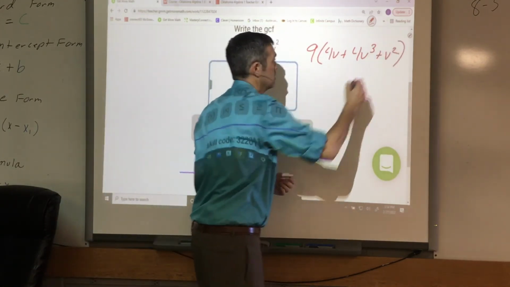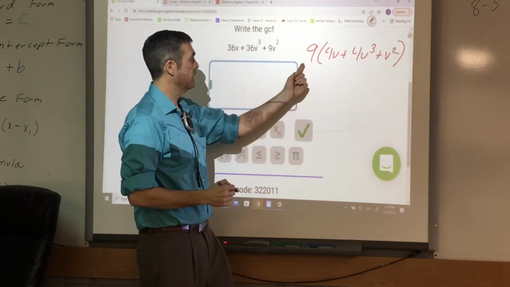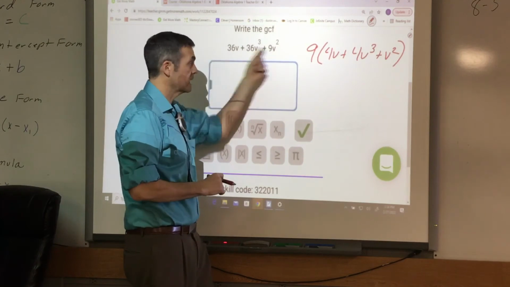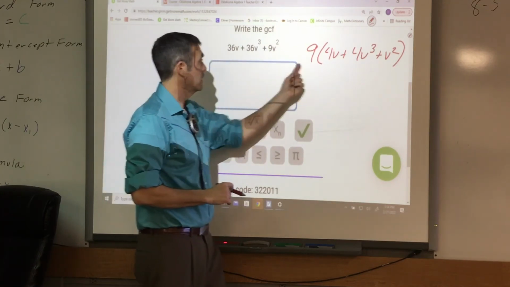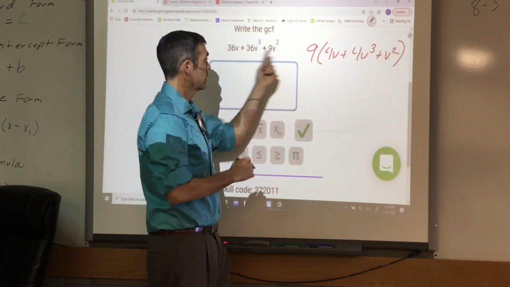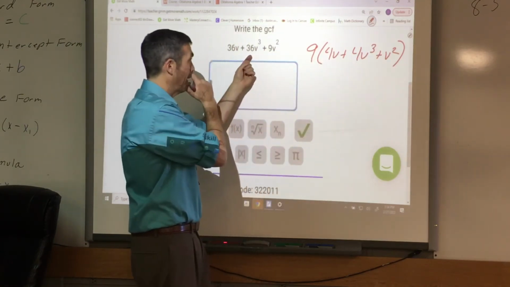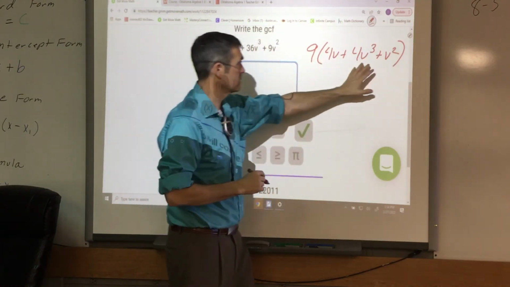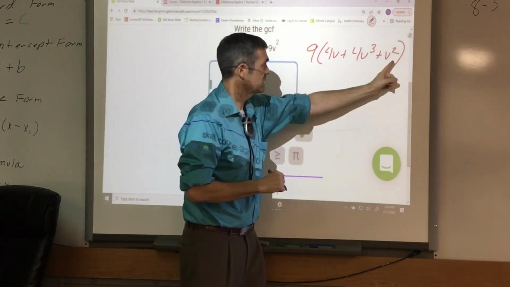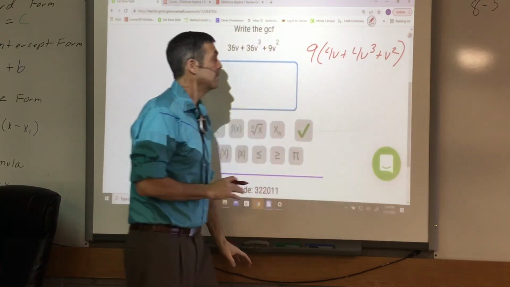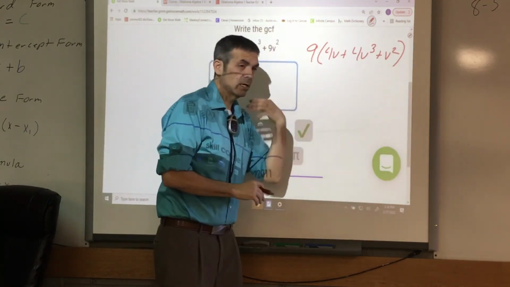Close it in. All right, so I've got to check to make sure that if I multiply 9 through, I get back to here. 9 times 4 gets me 36. 9 times 4v to the third gets me 36v to the third. So far so good. 9 times v to the second gets me 9v to the second. So I'm good. Now, is there anything else that I can pull out of there?